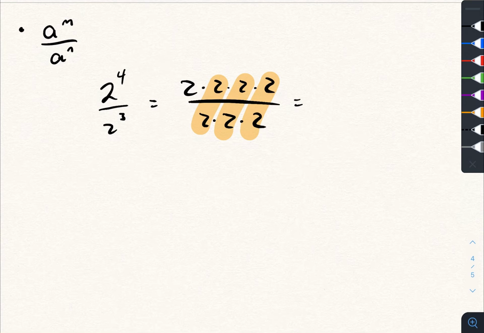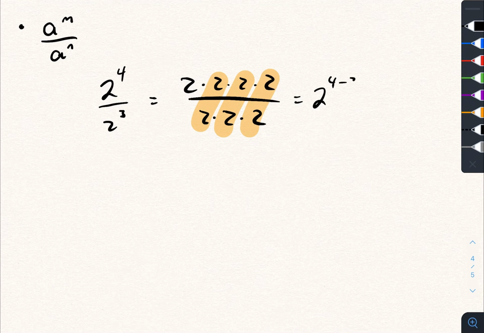Because I'm multiplying by 2 4 times, and then I'm dividing by 2 3 times, when you multiply and then divide by 2, those are just going to cancel out. And so all of these 2's are going to cancel. I start off with 4 2's in the numerator, and then 3 of them cancel out. So how many am I left with? I'm left with 4 minus 3, which is equal to 1 here. So 2 to the 4 divided by 2 to the 3 is equal to 2 to the 4 minus 3.